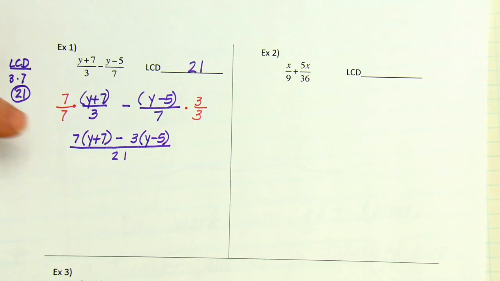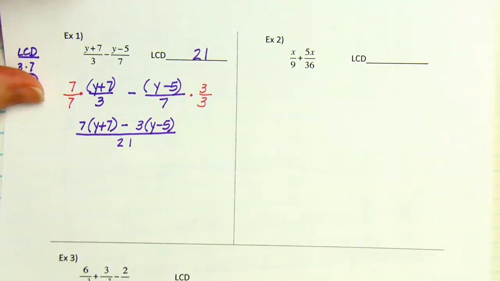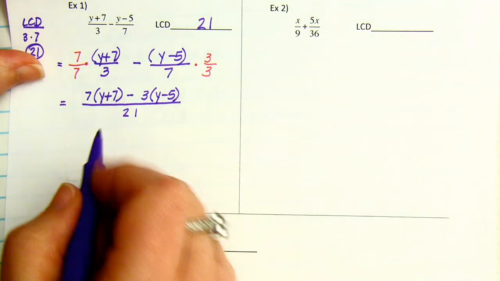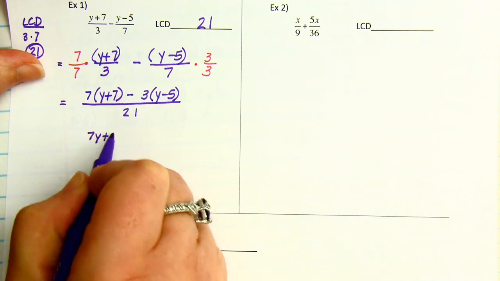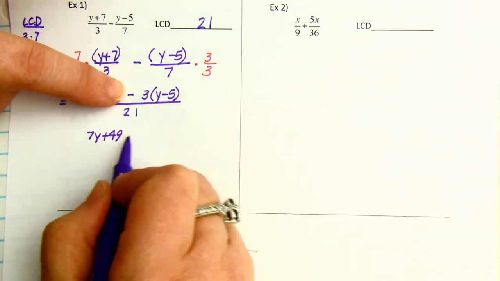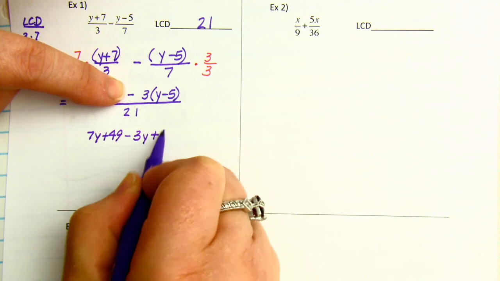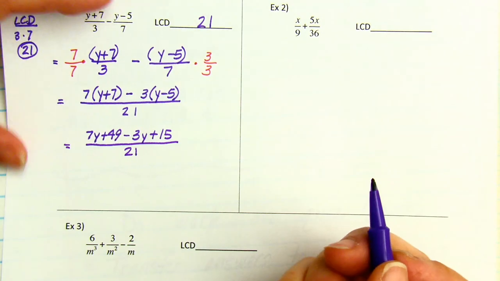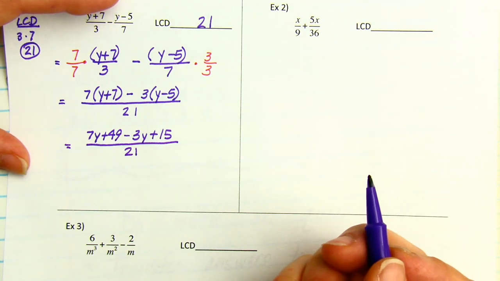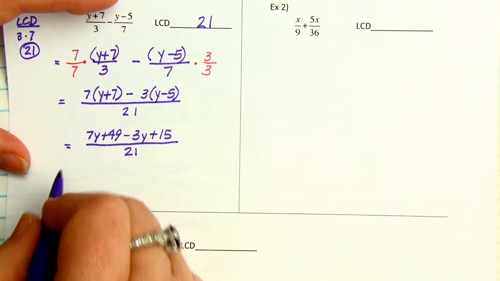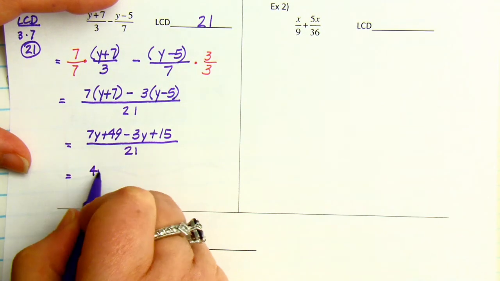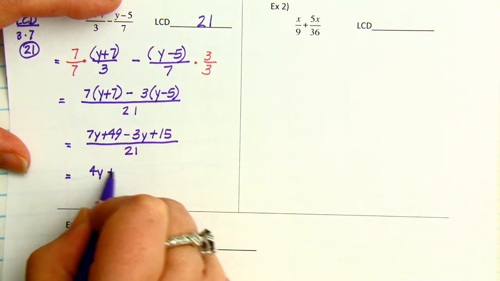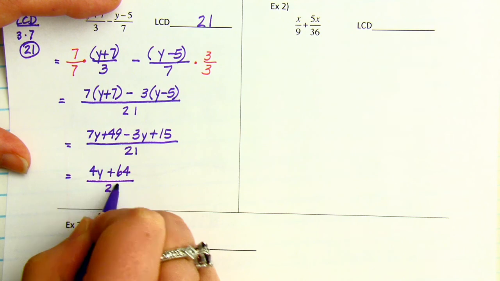Now I have to distribute because you have to simplify this. All right, so we'll say equals. In the top, 7y plus 49, subtract 3y, add 15, all over 21. 7y subtract 3y is 4y. 49 plus 15 is 64, all over 21.